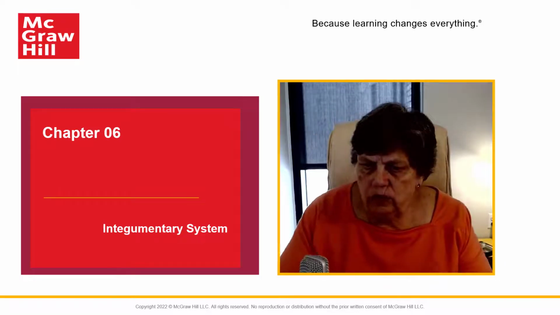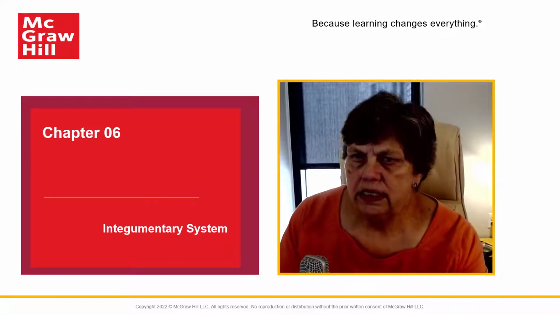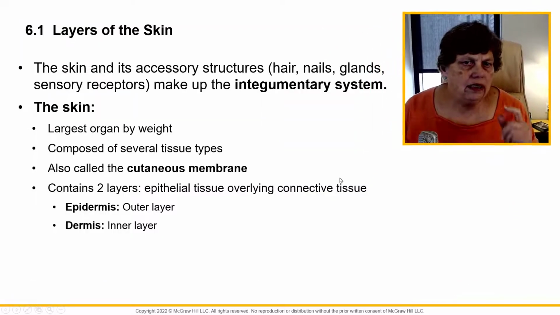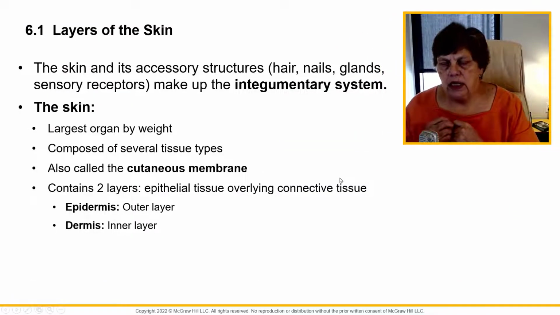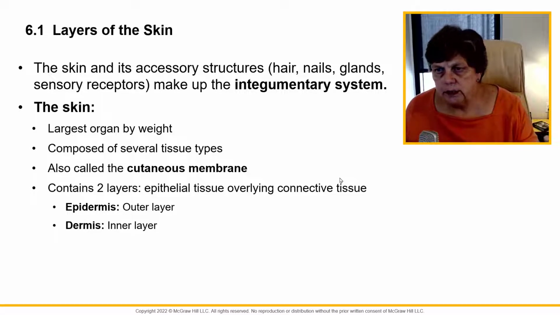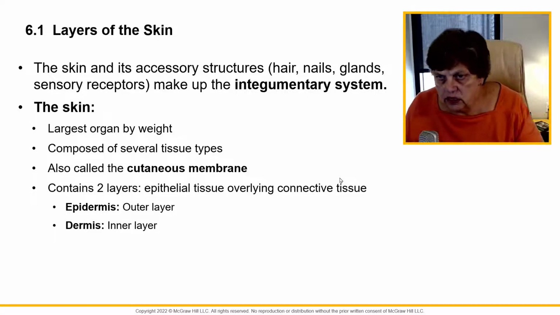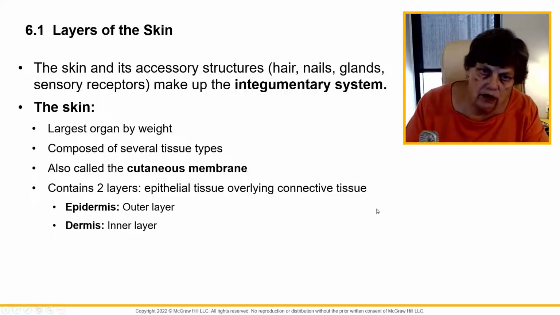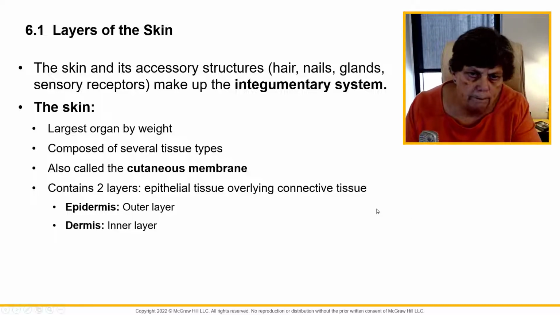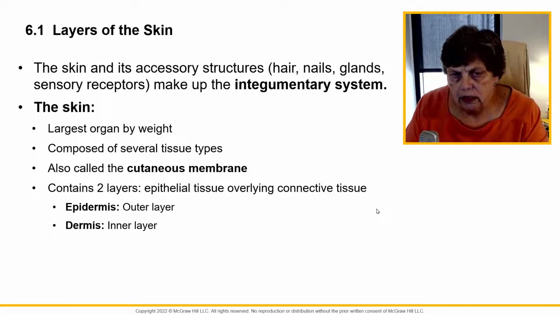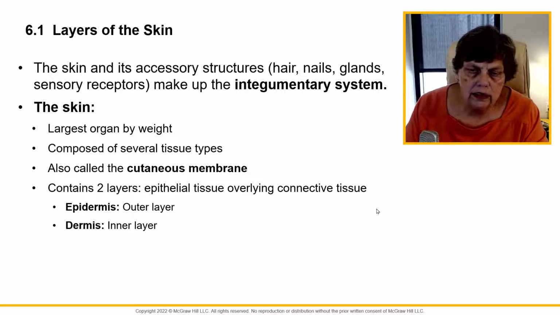Alright, so we're going to work on the integumentary system today. That's basically, we're talking about the skin. A lot of people haven't heard that term, integumentary system, but that's what it is. It's the skin and all the accessory structures, our hair, our nails, and so on. The skin happens to be the largest organ in the body. Many people don't think of it as being an organ, but it is.